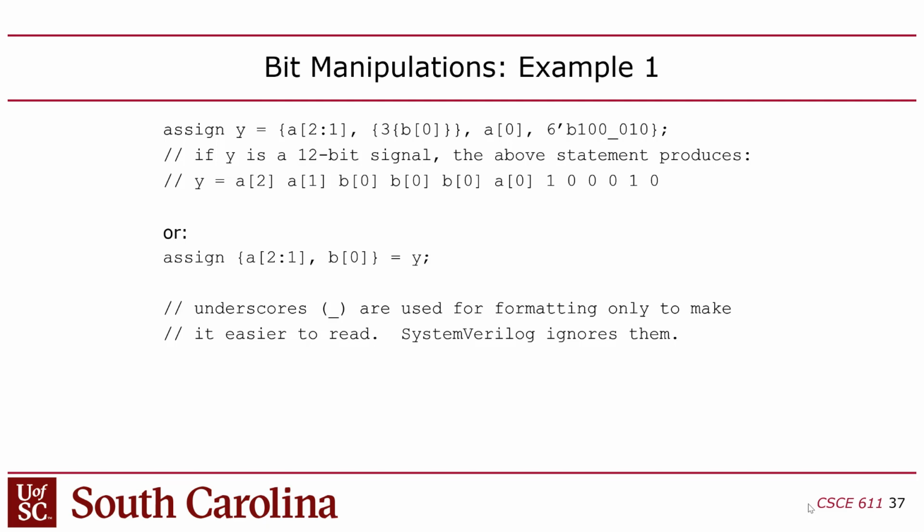So b might be more than one bit. B bracket 0 bracket is just the rightmost bit, the least significant bit. And then if I put curly brace 3 curly brace b of 0, that's going to take bit 0 of b and copy it 3 times. So the value of y will end up being a bit 2, a bit 1, and then b bit 0, b bit 0, b bit 0, right?